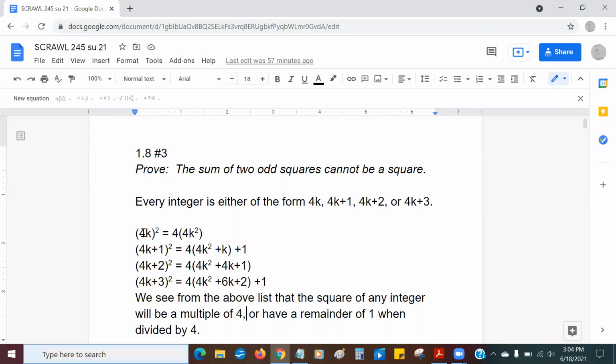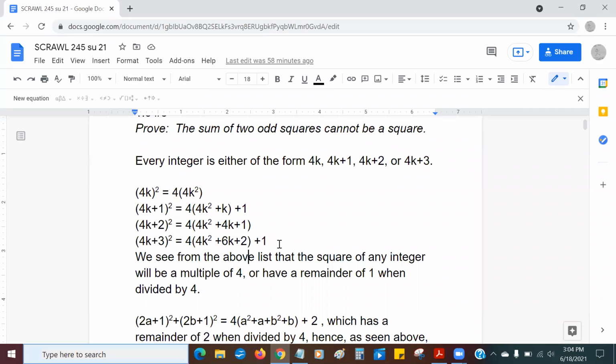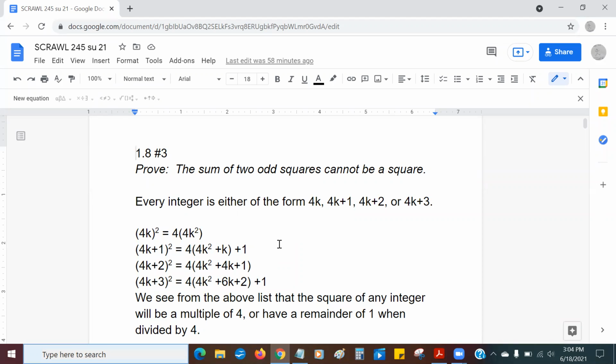But you see on this list that every square is either going to be a multiple of 4, like this one, because it's 4 times something, and this one down here, also 4 times something. And the other two, which are not multiples of 4, have a remainder of 1 when you divide by 4. So they're of the general 4k plus 1 form. Now that is important. That is what we see from this list. All this is a preamble to doing the actual problem.